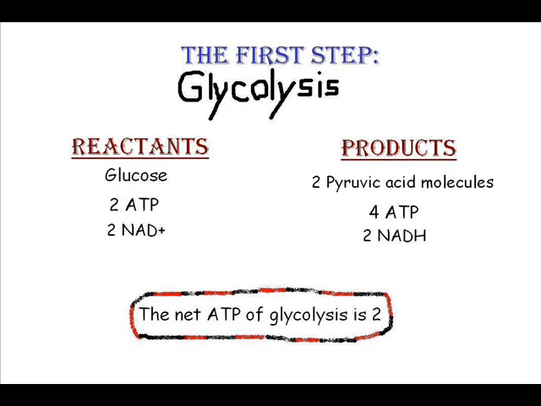Some might say, yo, B-Money, how'd you get that? I'm like, dog, it's pretty simple. When you enter 2 ATP into the equation and you get 4, you subtract that 2 that you entered in there, so 4 minus 2, yeah, that's right. It's 2. That's what I thought. So we get a net of 2 ATP through glycolysis. And that concludes the first step.